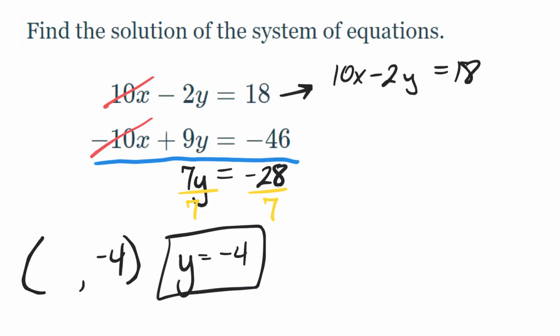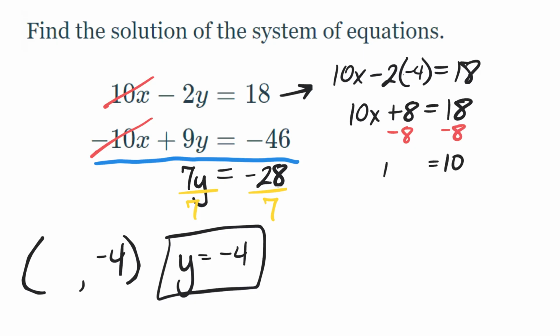Well, we use y to represent an unknown number, but y is no longer unknown. y is the number negative 4. So we multiply negative 2 times negative 4, and that gives us positive 8. And then again, here we are with an equation with only one variable. So we're going to solve. We do this by subtracting our 8 from both sides, and that gives me 10x equals 10. We divide both sides by 10, so we now learn that the x value is equal to 1.